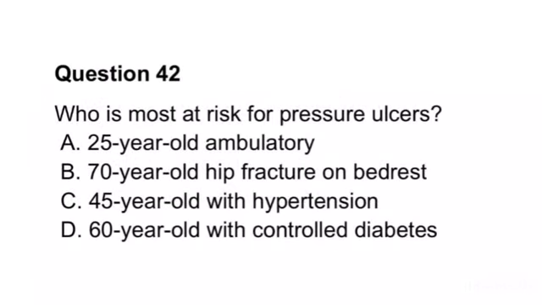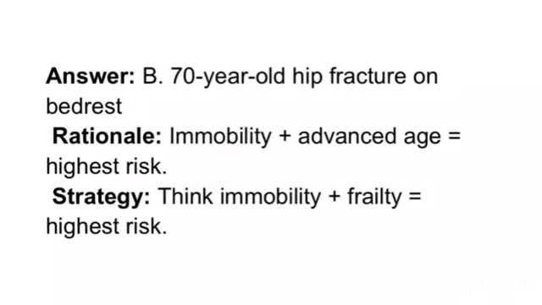Question 42. Who is most at risk for pressure ulcers? A. 25-year-old ambulatory. B. 70-year-old hip fracture on bed rest. C. 45-year-old with hypertension. D. 60-year-old with controlled diabetes. Answer: B. 70-year-old hip fracture on bed rest. Rationale: immobility plus advanced age equals highest risk. Strategy: think immobility plus frailty equals highest risk.